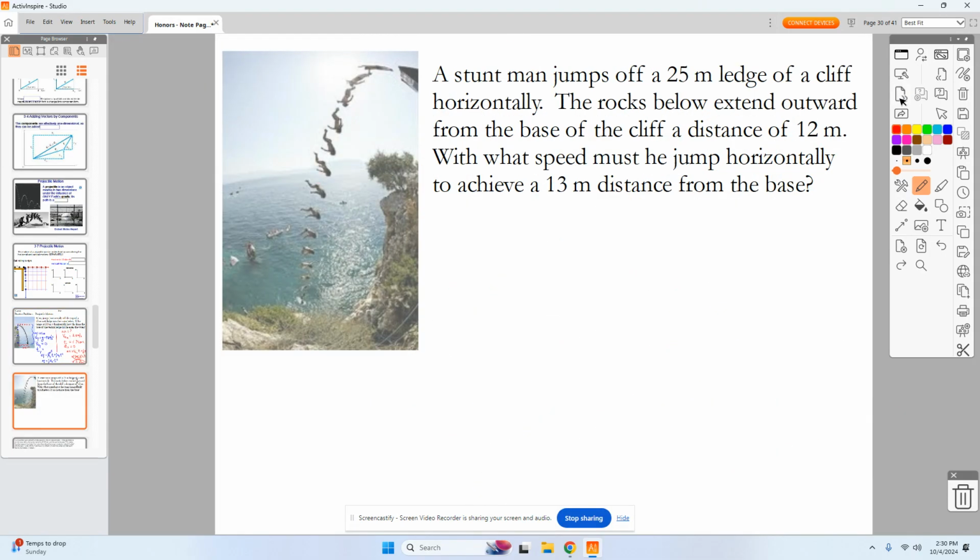A stunt man jumps off a 25-meter ledge of a cliff horizontally. The rocks below extend outward from the base of the cliff a distance of 12 meters. So he's up there higher. 25 meters is pretty high up. 12 meters distance, he better jump with a decent amount of speed. We want to determine how fast he has to jump horizontally to achieve 13 meters. So 13 meters means he's going to get a meter of clearance so that he doesn't land right at the edge of the rocks. We're going to get out about a meter further.